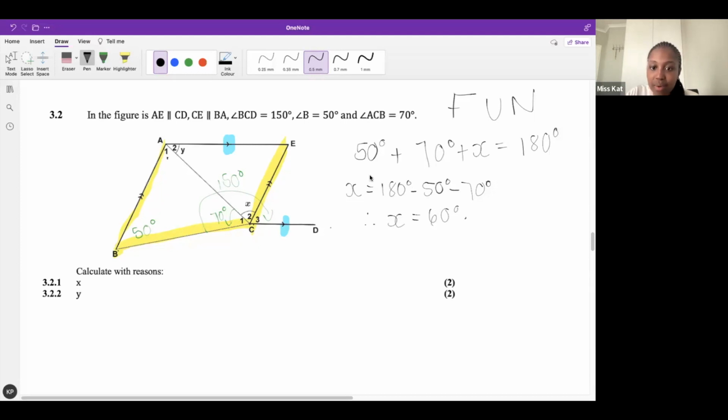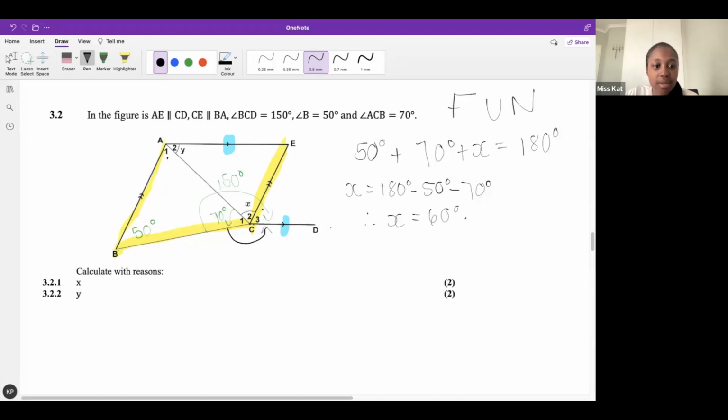Someone said I have another way of calculating X. Let us know what it is, Tando. C3 is 80. Remember, you don't know the bottom part of C, so we can't use angles around a point. But we have been told that all of this is 150.